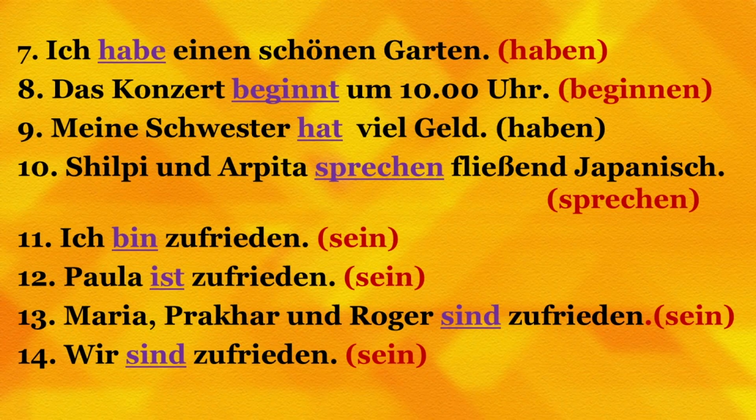Wir sind zufrieden, we are satisfied. Wir is the subject here, dear learners, sind is the verb here, and zufrieden means satisfied. So, altogether it becomes wir sind zufrieden, we are satisfied. Isn't it simple? We just need to take into consideration the given subject in any particular sentence and then recall the correct conjugated form and place it accordingly in the sentence. This is how it works.